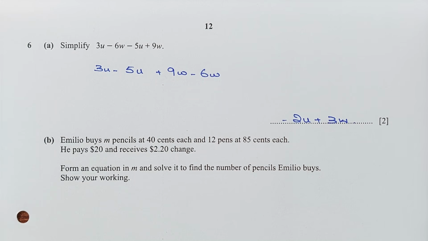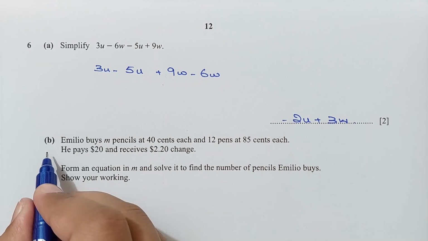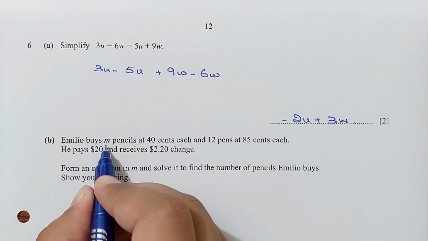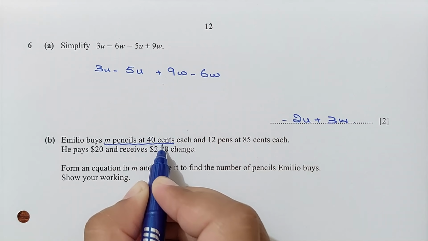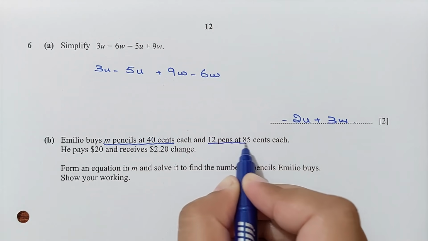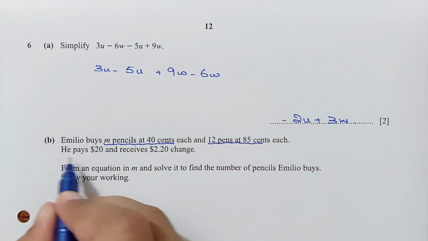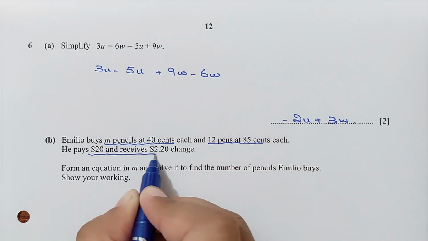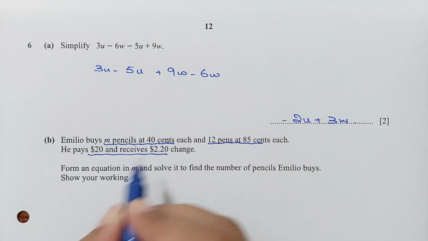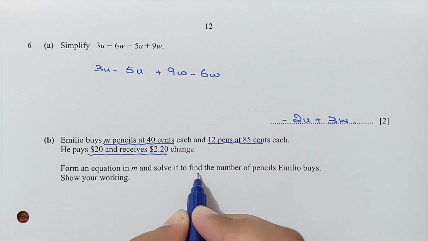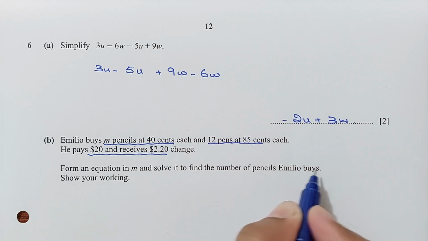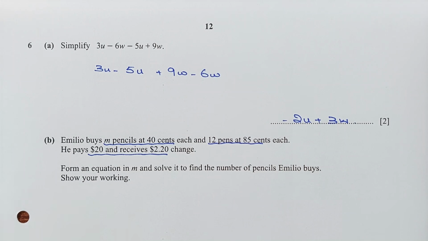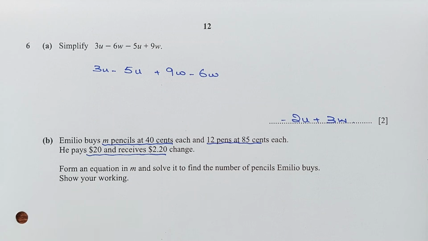Now for part B, Emilio buys M pencils at 40 cents each and 12 pens at 85 cents each. He pays $20 and receives $2.20 change. Form an equation in M and solve it to find the number of pencils he buys. Show your working. Okay, so M pencils and the cost is 40 cents.